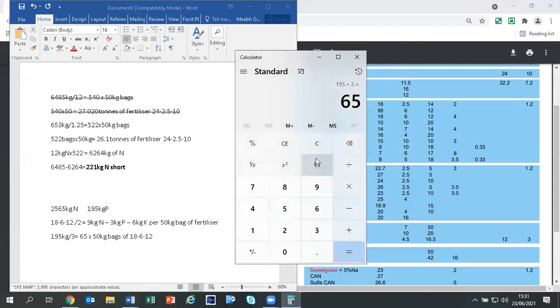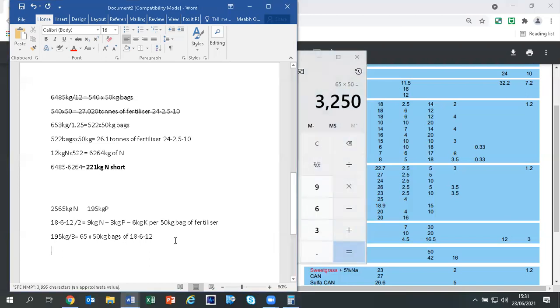So what is that? 65 multiplied by 50 equals 3,250 kgs of fertilizer, which equals 3.25 tons of 18, 6, 12. So that is our phosphorus requirement looked after.